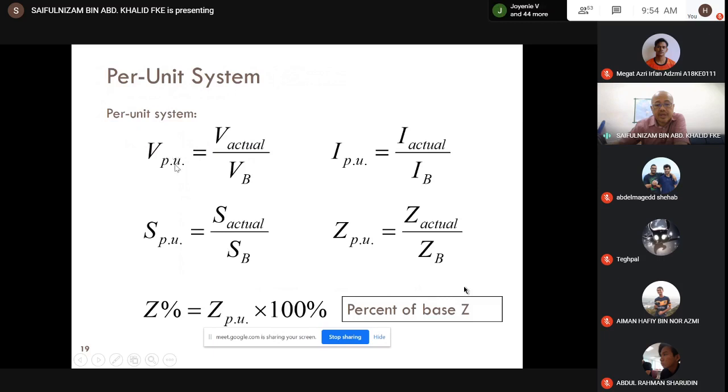This is the per unit value. The V per unit is the actual value divided by the base value. The actual value of any quantity in any units is divided by the reference value of the same unit. It's I per unit, S per unit, and Z per unit. You might remember the impedance can be represented as percentage and in ohm. So this is the Z in percentage: per unit times 100%, percent of the Z, or in ohm.